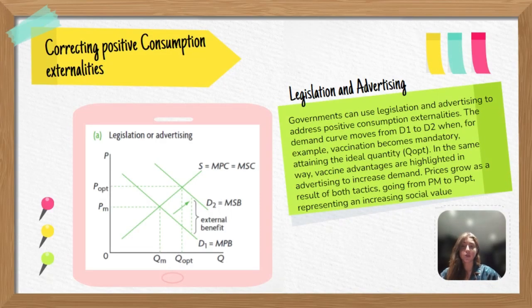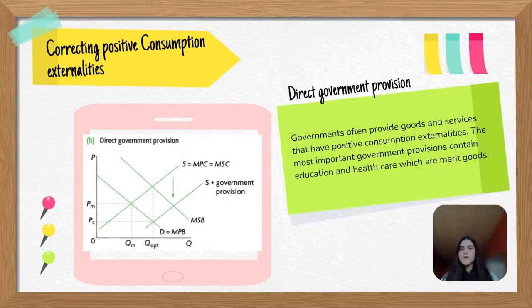To correct positive consumption externalities, government can use legislation and advertising. For example, making vaccines mandatory increases demand, moving the demand curve from D1 to D2 until the optimal social benefit level (ESM) is reached. This ensures that the right quantity of vaccines (QOPT) is produced and consumed. Advertising has similar effects since, by promoting the benefits of getting vaccinated, it also increases demand. In both cases, this increase in demand leads to a higher price, rising from PM to POPT, reflecting the social value gained.